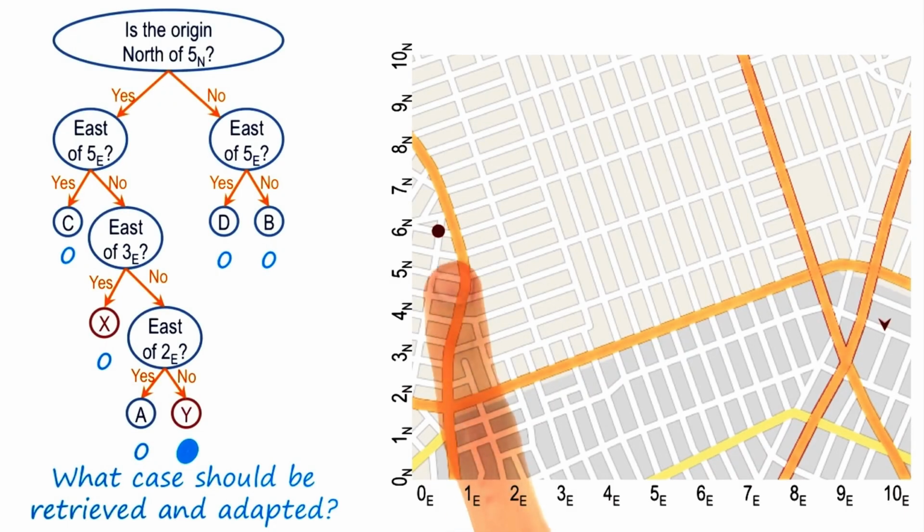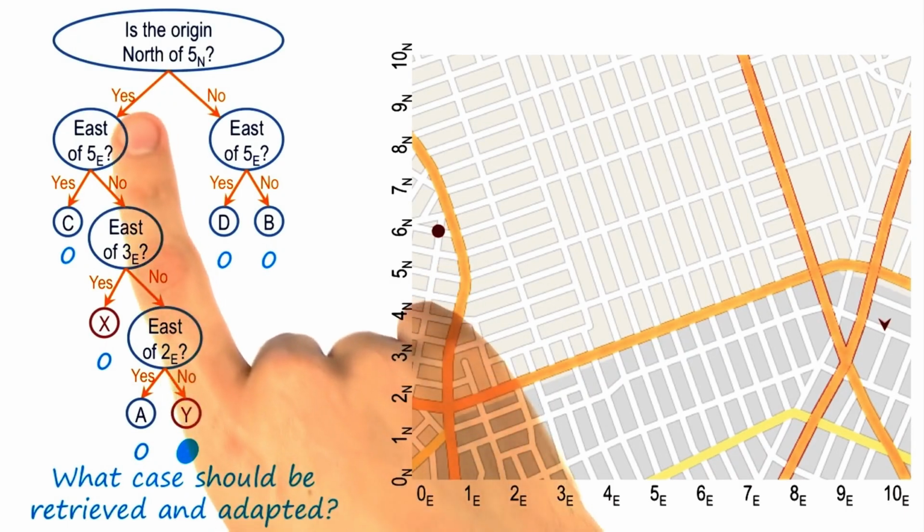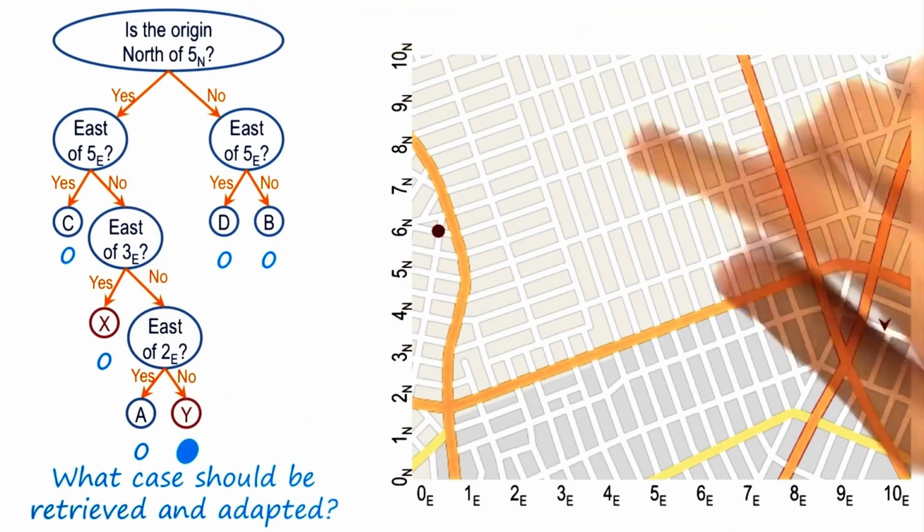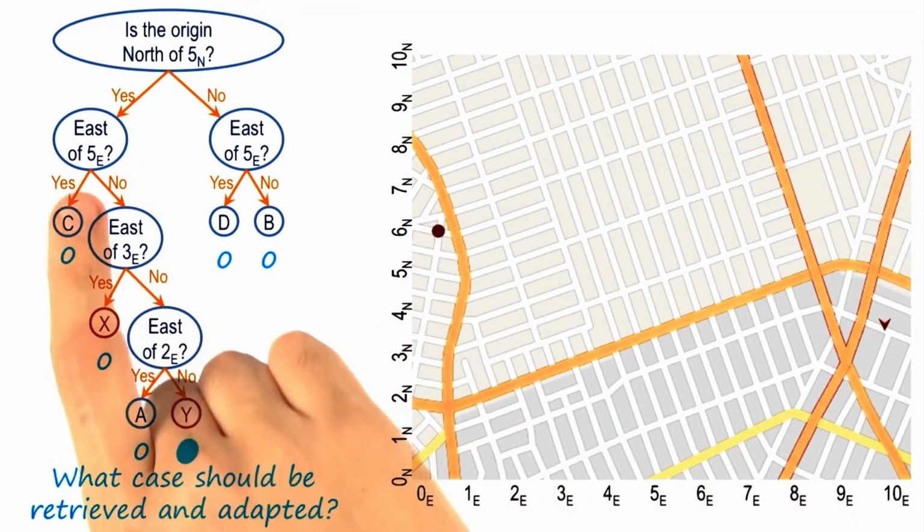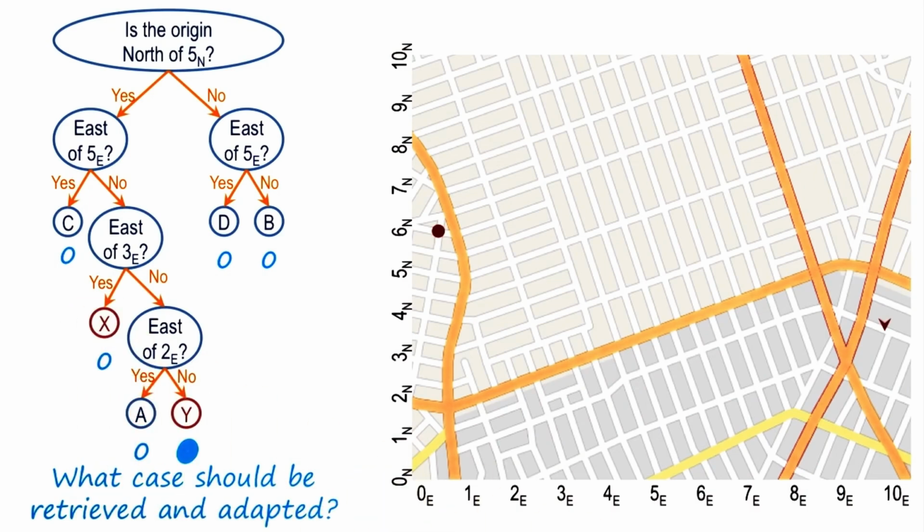So this time we're looking at the origin instead of the destination. We start at the root and ask, is the origin north of 5n? Just barely it is. Is it east of 5e? No. Is it east of 3e? No. Is it east of 2e? It's really not east of anything. So the case we retrieve is going to be Y. That's right, David. Y is the closest matching case to the new problem.